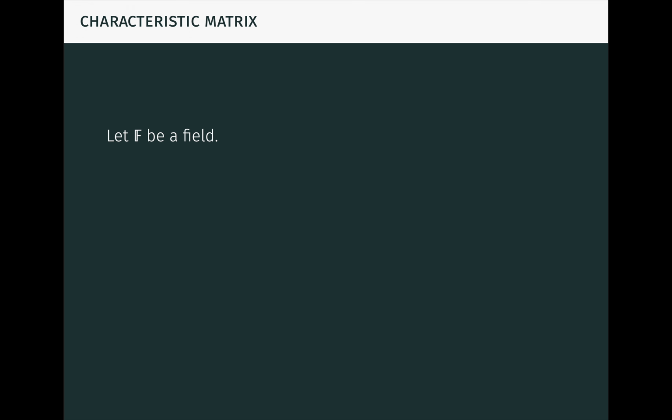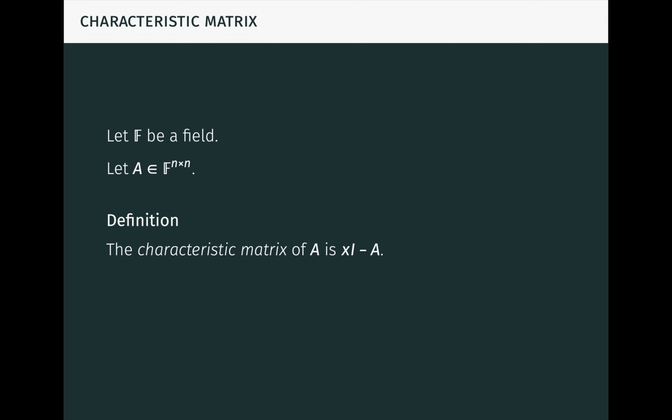Let F be an arbitrary field, and let A be an n by n matrix over F. The characteristic matrix of A is the matrix xI minus A, where x is an indeterminate and I is the n by n identity matrix over F. Note the characteristic matrix is a polynomial matrix, that is, a matrix whose entries are polynomials in the ring F[x].